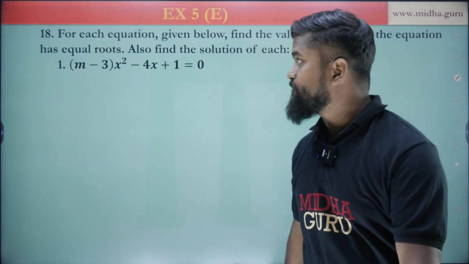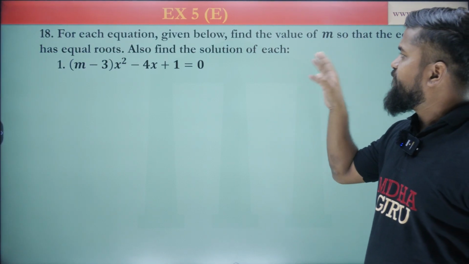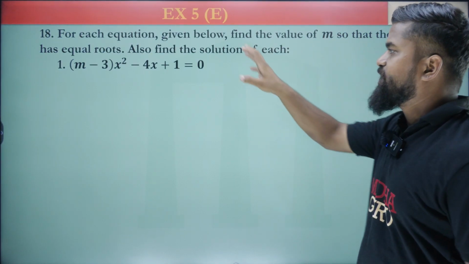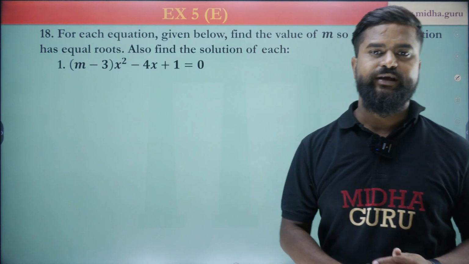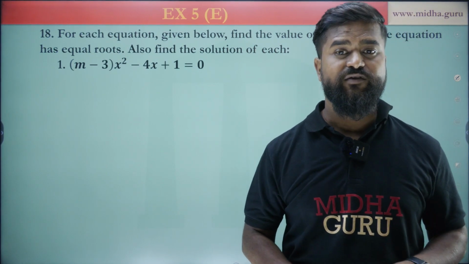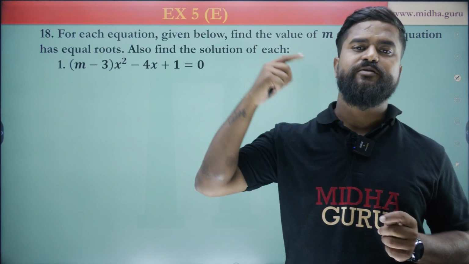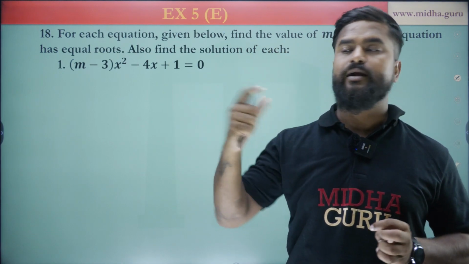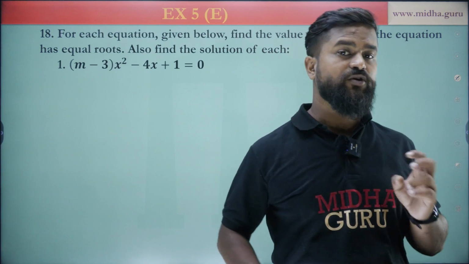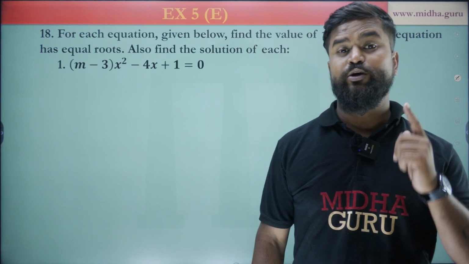The next question says, for each of the given equations, we must find a value of m so that the equation has equal roots. Also find the solution of each. If you remember in the earlier video when we learned the basics of quadratic equations, we learned something known as the discriminant, which helps us judge the nature of the roots of a given quadratic equation. We'll go by that logic.